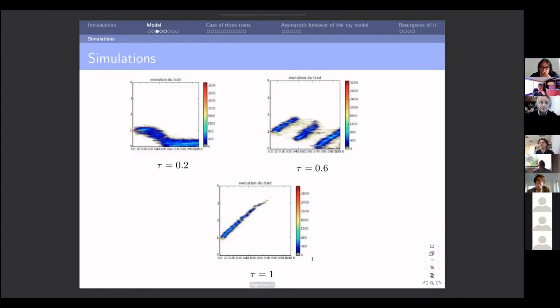Okay, so let me come back to the mutations. So what I showed you is just simulations of the model I just described. Here are a few others where the only parameter to change is tau, the transfer rate. So if tau is small, what do we get?